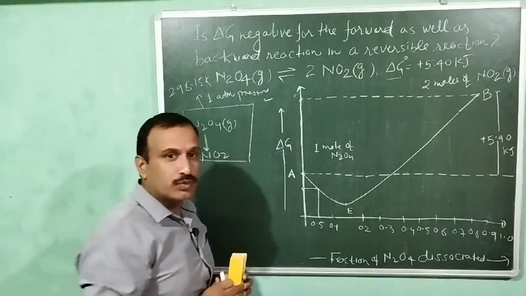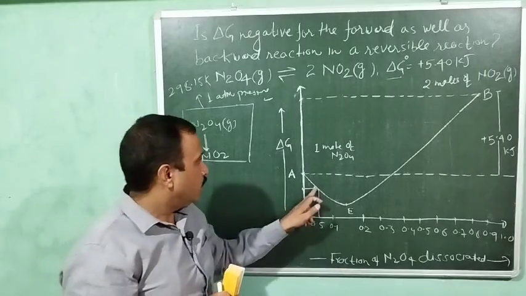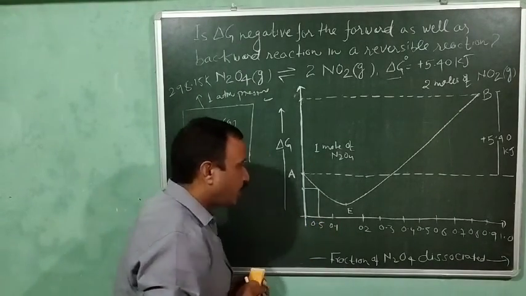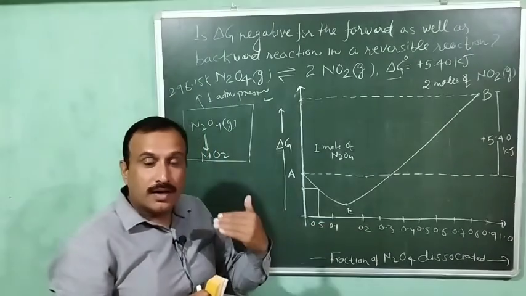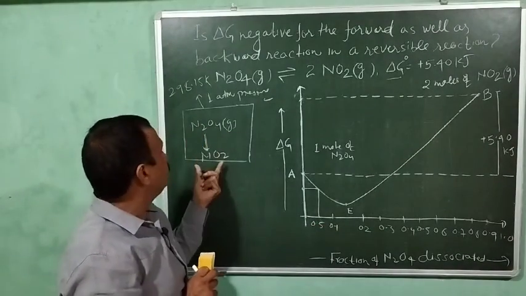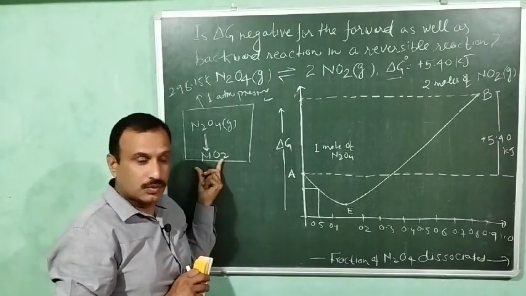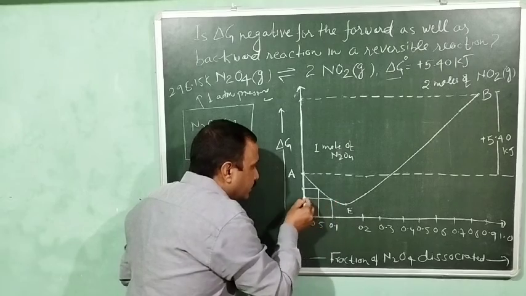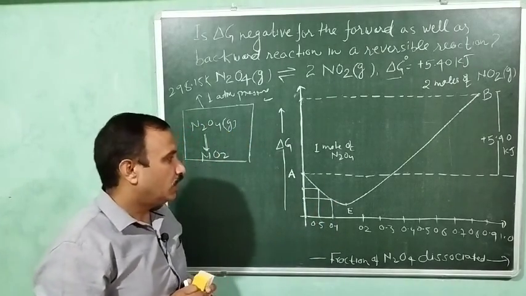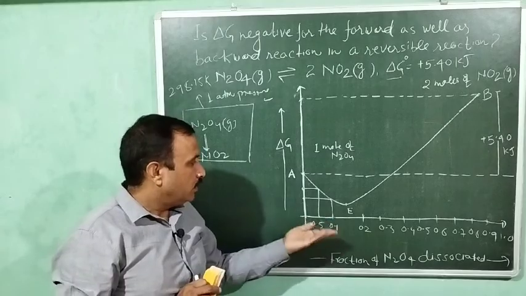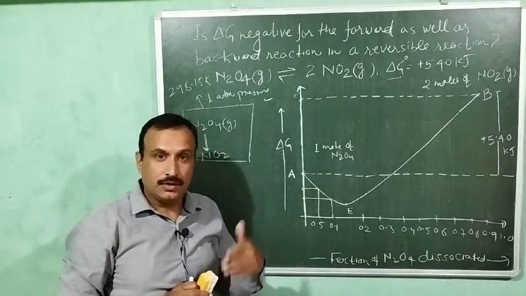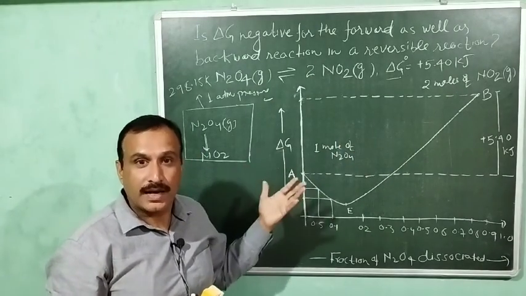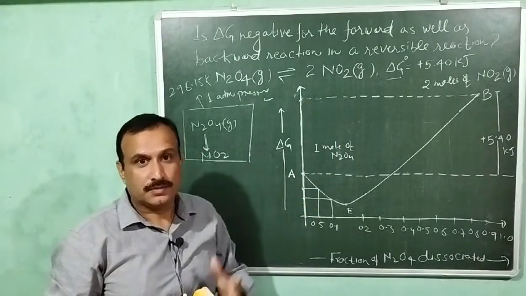So this will be the free energy of the reaction mixture at this point. And here we have fraction is 0.1. This means that at this point 10% of the N2O4 will be dissociated into NO2. Okay, and we can have the free energy of the reaction mixture like this, and this will be the value of the free energy of the reaction mixture after 0.1 fraction of your N2O4 has been dissociated. Okay, so this curve will tell us the free energy of the reaction mixture.